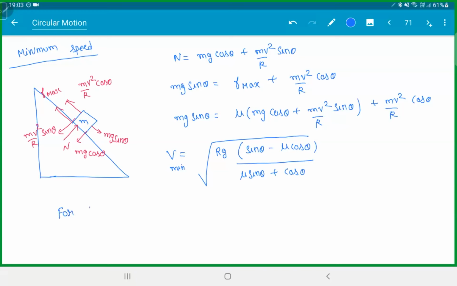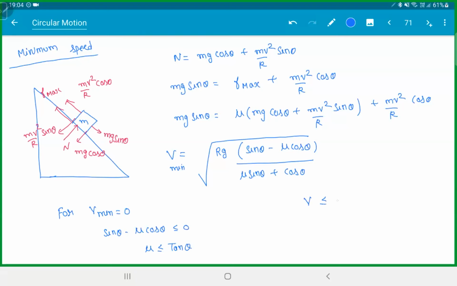Normally when you bank roads, you want the minimum speed to be 0. Why? Think about it. If minimum speed is not 0, if you stop the vehicle, it will skid. You don't want a road like that. So for minimum to be 0, sine theta minus mu cos theta should be less than 0. We'll get mu should be less than or equal to tan theta.